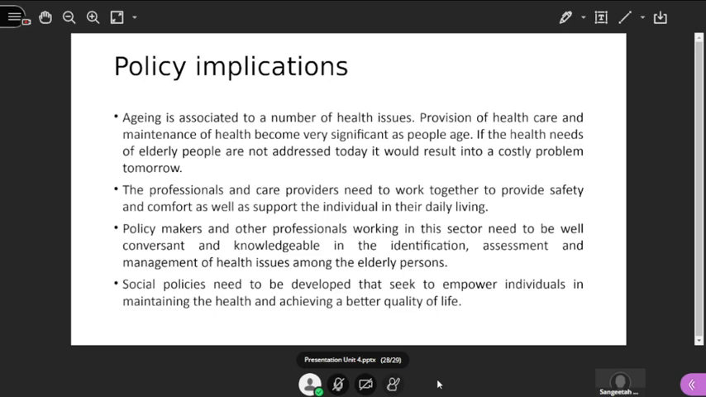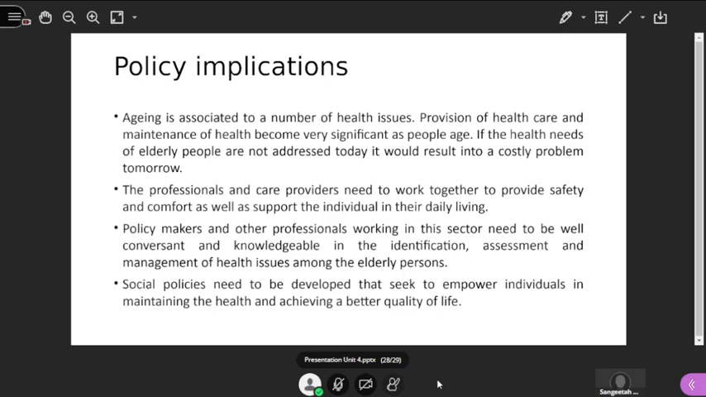But sometimes we see that the care providers are themselves like perpetrators. So policymakers and other professionals working in this sector need to be well conversant and knowledgeable in the identification, assessment, and management of health issues among the elderly person.